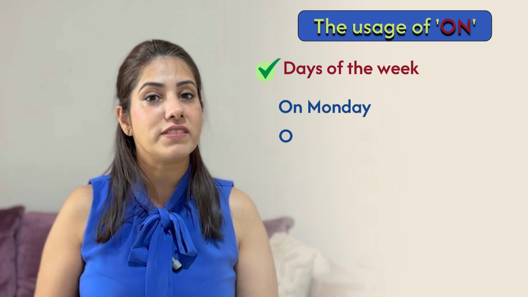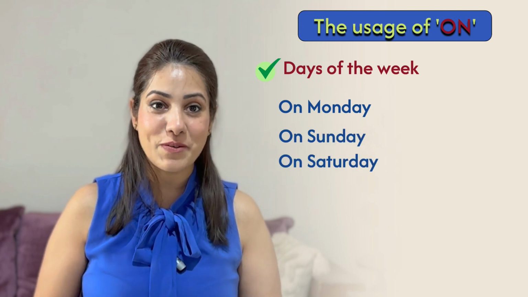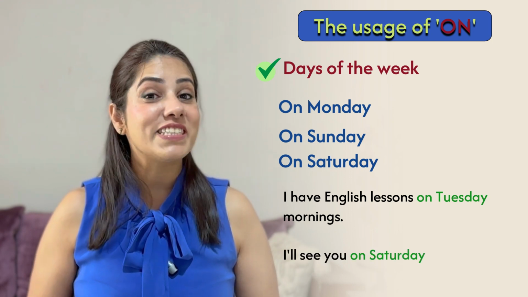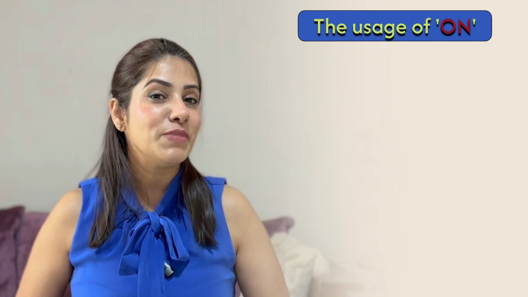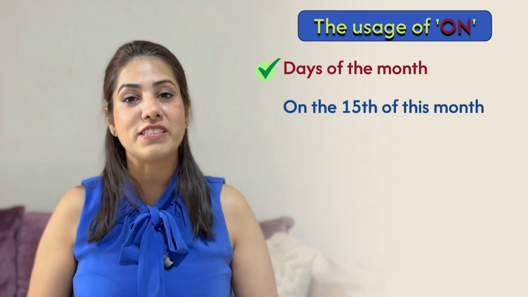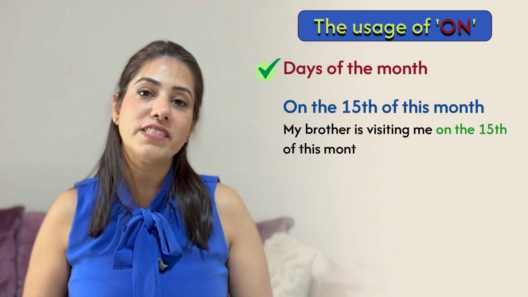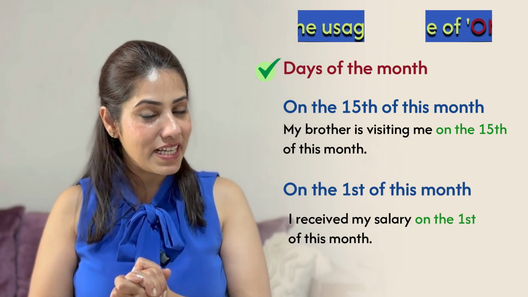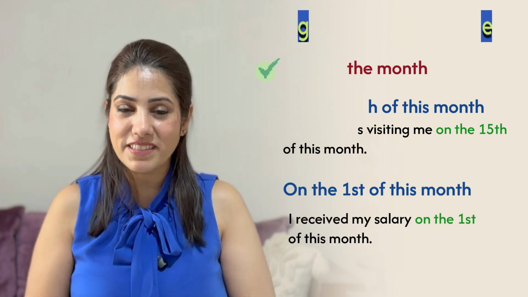Now, on can also be used for the days of the week. On Monday, on Sunday, on Saturday. I have English lessons on Tuesday mornings. I will see you on Saturday. On can be used for days of the month. On the 15th of this month. My brother is visiting me on the 15th of this month. I received my salary on the 1st of this month. Now let's learn the usage of at.